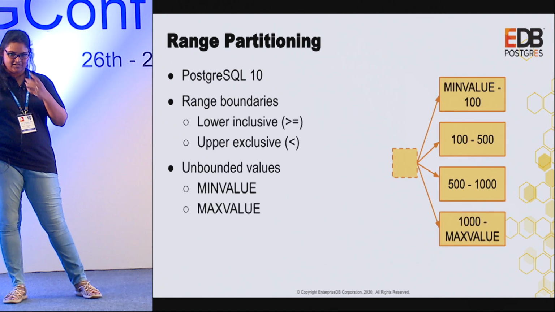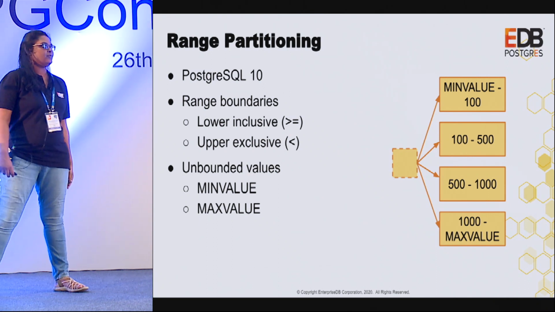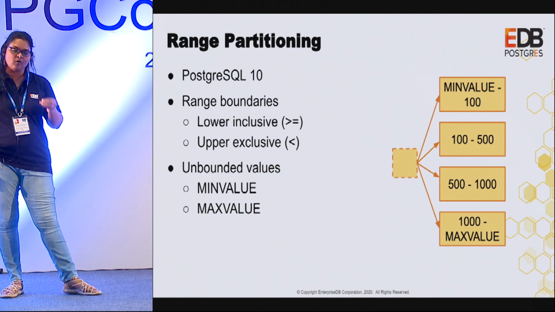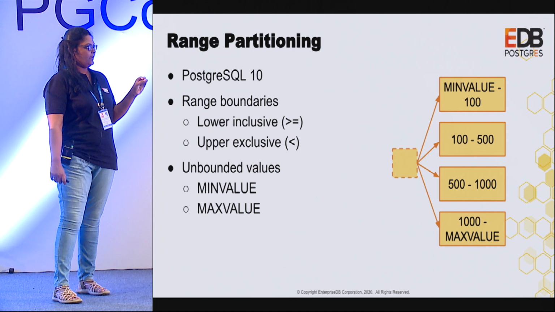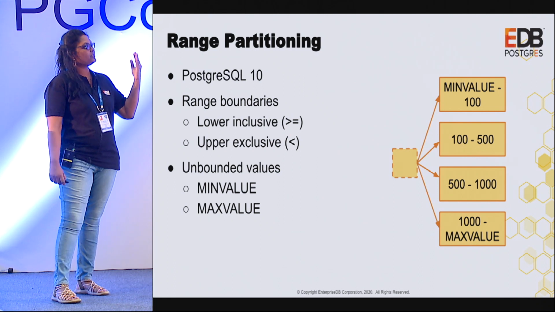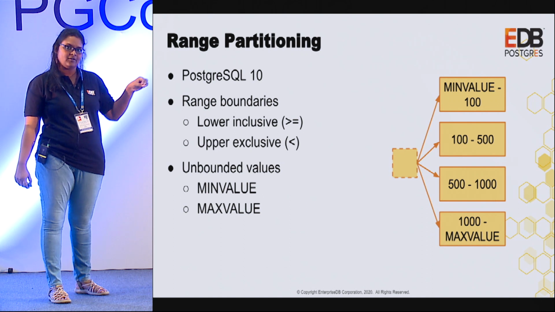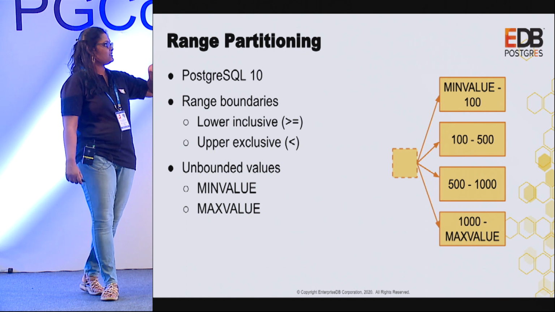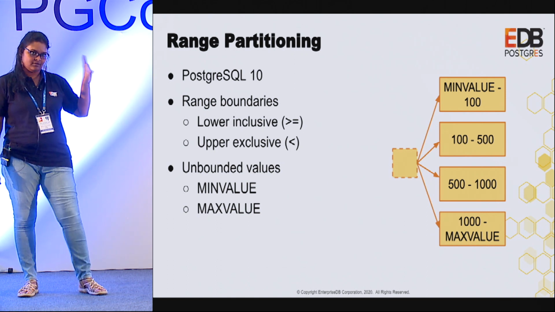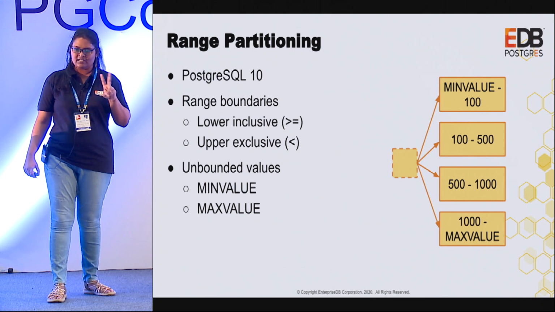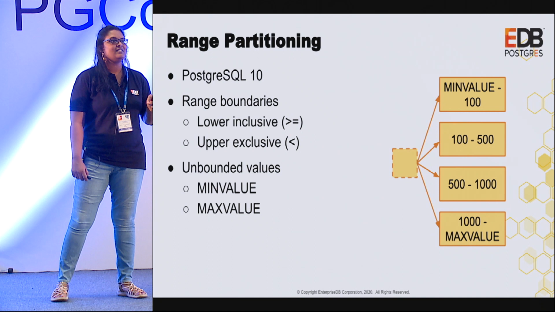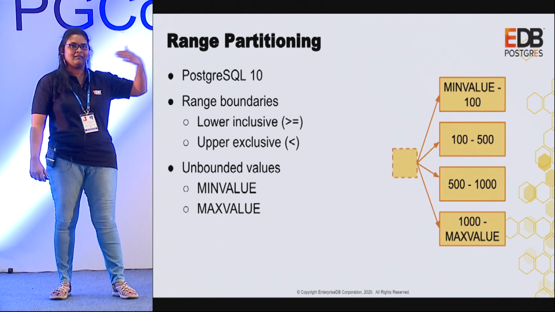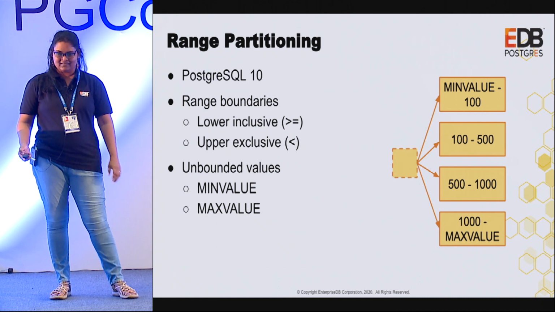The next is range partitioning. This again was introduced in PostgreSQL 10. In this, you specify a range of values that a particular partition can hold. When you specify a partition range, say from 100 to 500, that partition can hold rows which have the value 100, but not 500, because its lower bound is inclusive, but the upper bound is not. There are two unbounded values, MINVALUE and MAXVALUE, which is exactly what they say, the minimum value and the maximum value. So it is basically infinite, negative and positive.